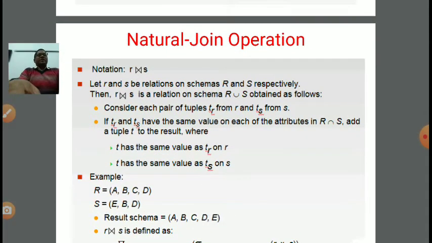Before starting this natural join concept, I want to remind you all that in the previous lecture we did the Cartesian product, right? In Cartesian product, we used to multiply every tuple of the first relation with every tuple of the second relation, meaning all the possibilities. Suppose the first relation has 3 rows and the second relation has 4 rows. So the total possible rows in the output will be 3 into 4, that is 12, right? Now in natural join, it will remove the redundancy from the Cartesian product.